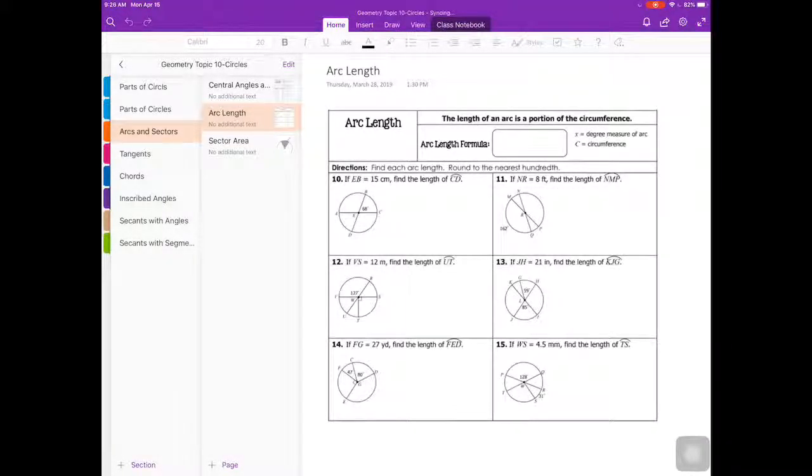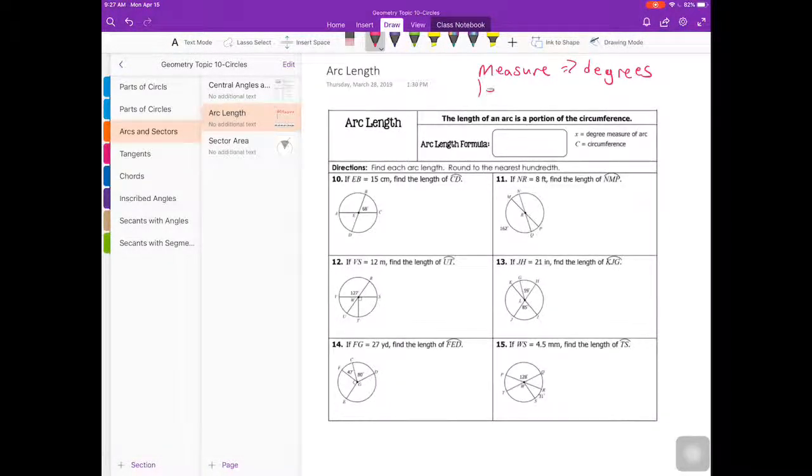Okay, now that we have talked about central angles and arc measures, we are going to talk about arc length. And arc length is different than the measure of an arc. The measure of an arc is always in degrees. So I'm going to put just a little note up here: the measure is always degrees.